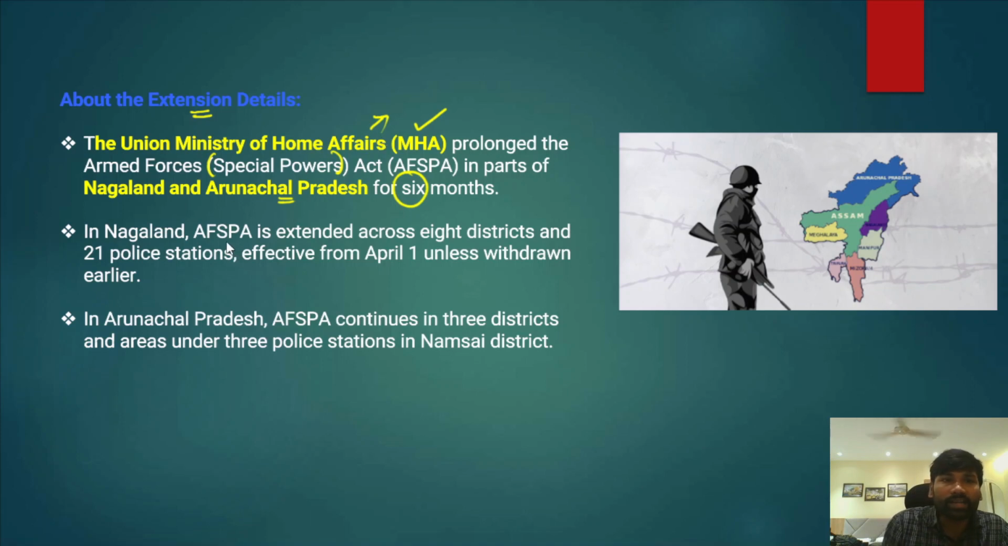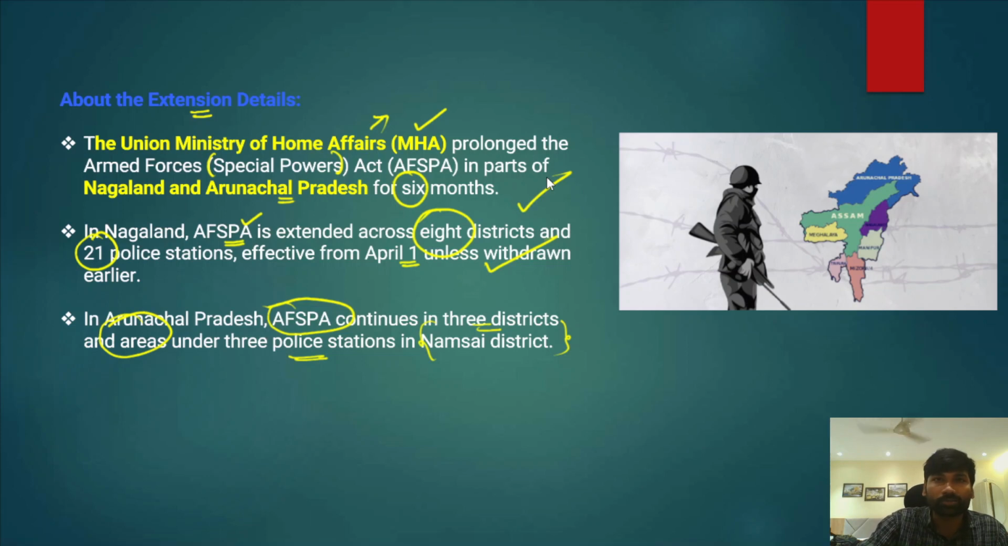In Nagaland, the Armed Forces Special Powers Act is extended across 8 districts and 21 police stations, effective from April 1st, unless it was withdrawn earlier by the Union government. Secondly, in Arunachal Pradesh, the Armed Forces Special Powers Act continues in 3 districts and areas under 3 police stations in Namsai district of Arunachal Pradesh. So this is briefly about the introduction of the Armed Forces Special Powers Act.